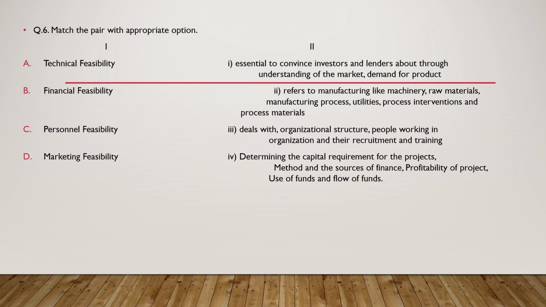Then as I have told you, match the pair with the appropriate option. Now in project management you have feasibility study, and there are four types: technical feasibility, financial feasibility, personnel feasibility, and marketing feasibility. Now there is the meaning in the second part, and you have to match it with the appropriate option.